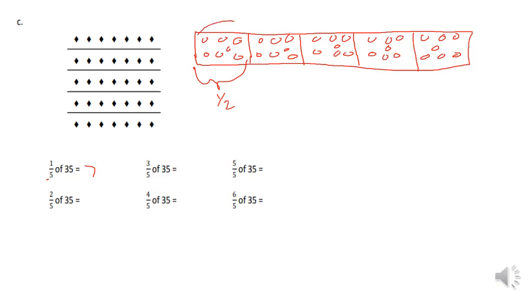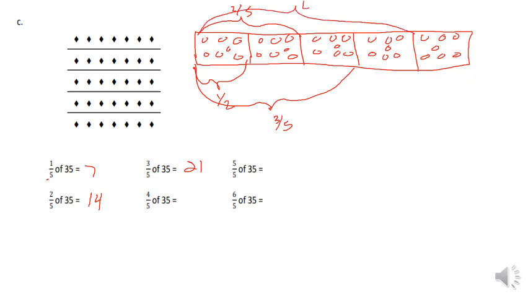That means 2/5 is going to equal 7 plus 7, so that would be 14. 3/5 would be 7 times 3, which is 21. Our 4/5, we know the 7, so 4 times 7 would be 28. Now 5/5 would be the whole thing, which would be 35.